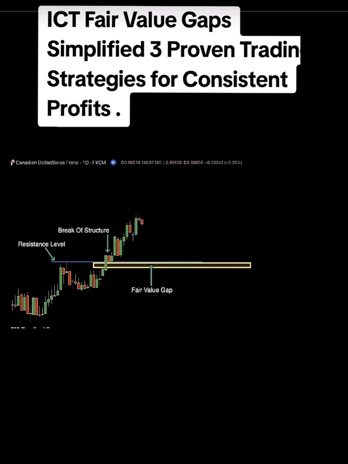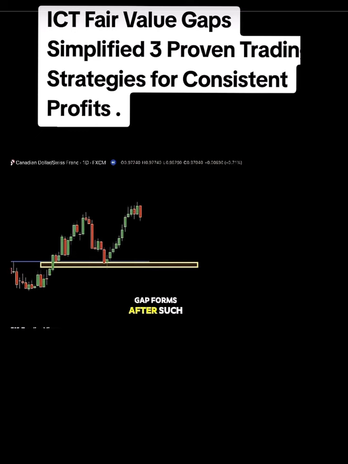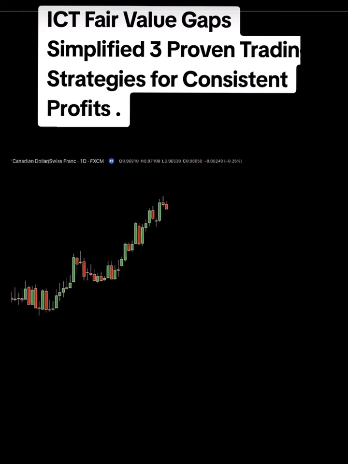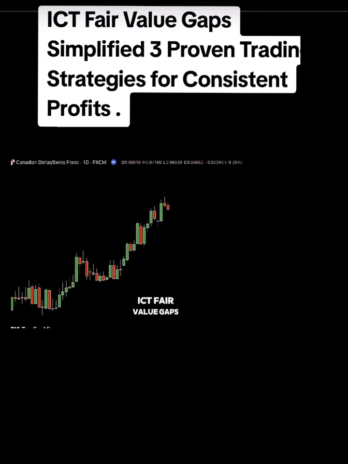Fair value gaps that form immediately after a break of structure are gold. These setups tend to have some of the highest win rates. A break of structure occurs when price in an uptrend breaks a previous high or in a downtrend breaks a previous low. When a fair value gap forms after such a break, it becomes a prime setup for retracement and a bounce. To trade effectively using ICT fair value gaps, follow these steps.